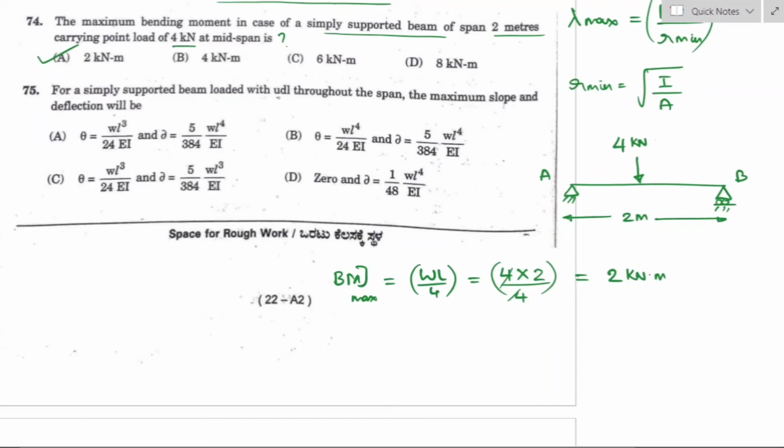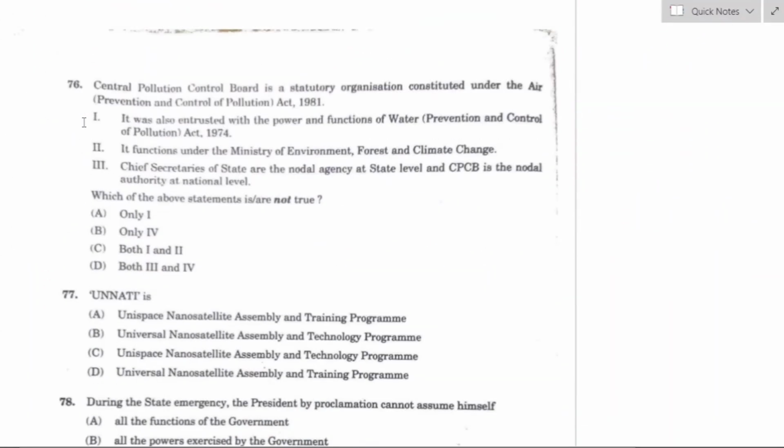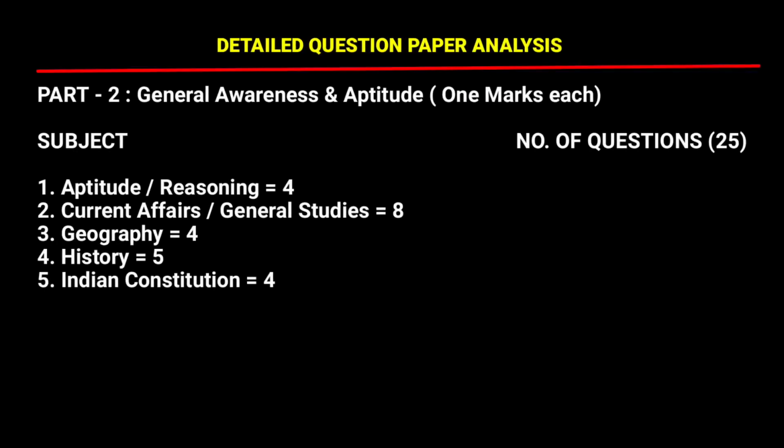Question number 75. For a simply supported beam loaded with UDL throughout the span, maximum slope and deflection will be. So for a simply supported beam subjected to a UDL throughout the span, its maximum slope will be WL cube divided by 24 EI, and its maximum deflection will be 5WL to the power of 4 divided by 384 EI. So the right answer is option A.